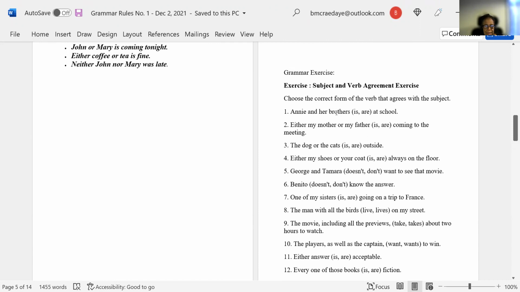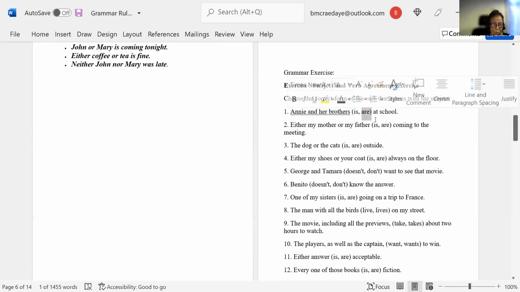Annie and her brothers, would you say is at school or are at school? Now, notice this: Annie and her brothers. Let me just underline that. That's plural, right? So Annie and her brothers, that's plural, so we would use are at school. Let me put that in bold. That's the answer. Annie and her brothers are at school.